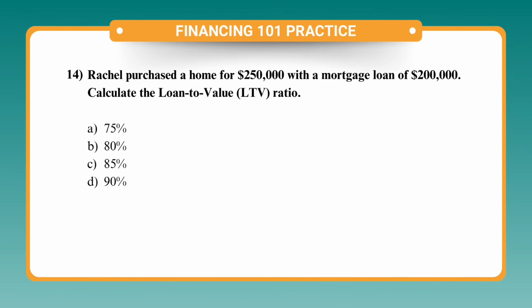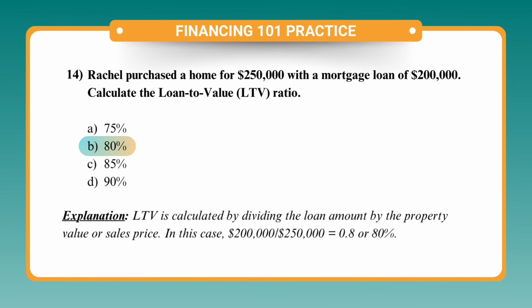Number 14. Rachel purchased a home for $250,000 with a mortgage loan of $200,000. Calculate the loan-to-value ratio. Is it A, 75%, B, 80%, C, 85%, or D, 90%? The answer is B, 80%. LTV is calculated by dividing the loan amount by the property value or sales price and then multiplying by 100. So in this case, you get $200,000 divided by $250,000. That'll equal 0.8. Then multiply by 100 and you get 80%.